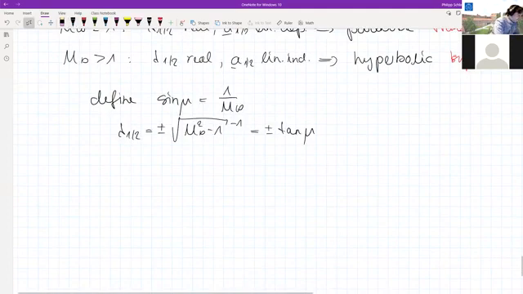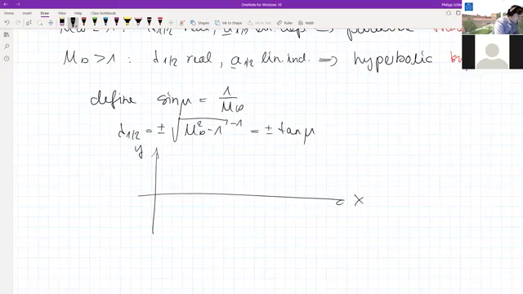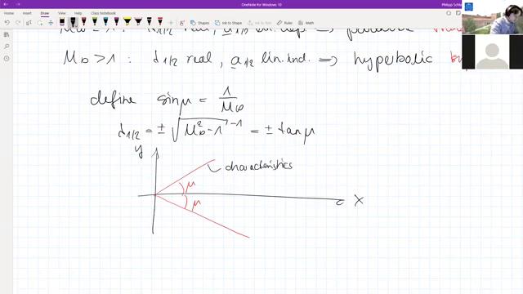Now, sketching this looks like the following. If you have the x direction and the y direction, then we can draw two lines with plus minus mu. And from these equations, we can now see that it's exactly these lines that are the characteristics. So these are the lines that are essentially defined with the sine of this mu being 1 over the Mach number.